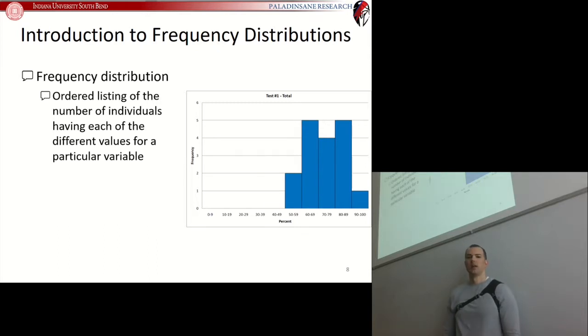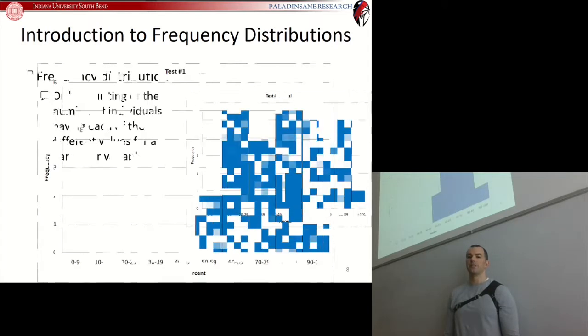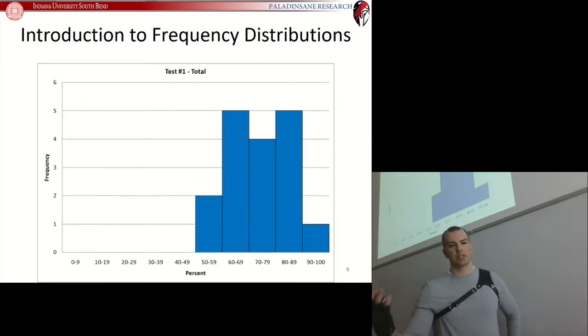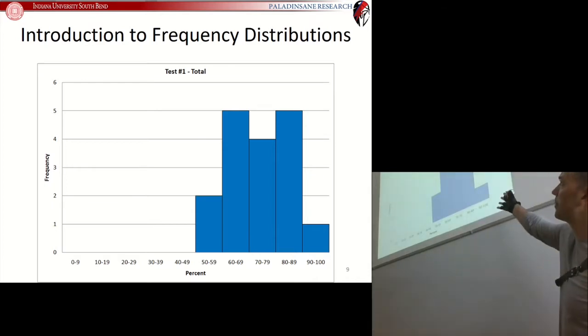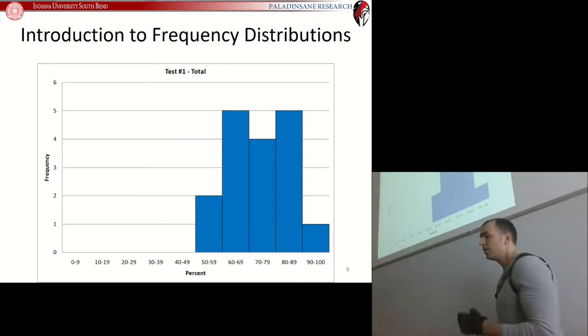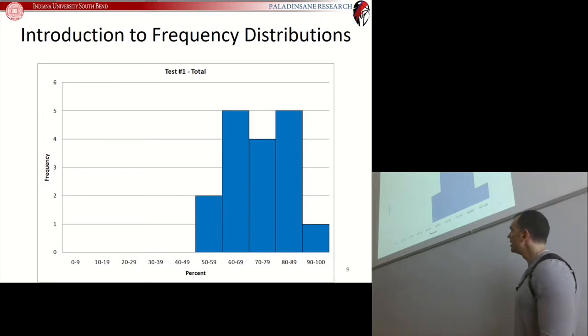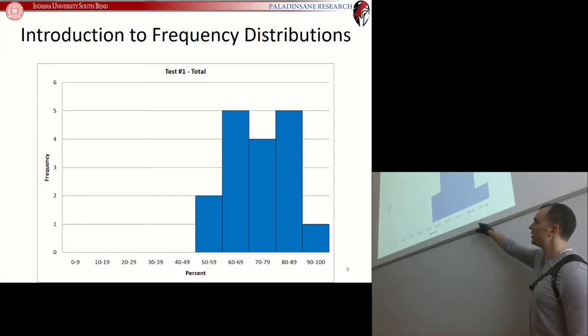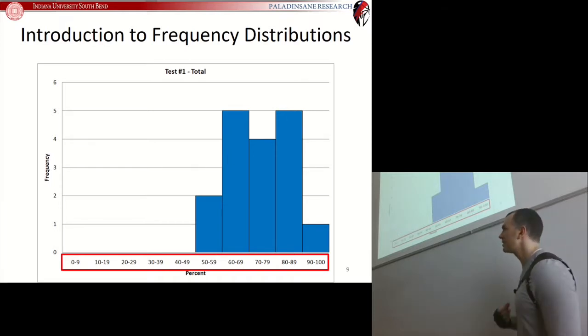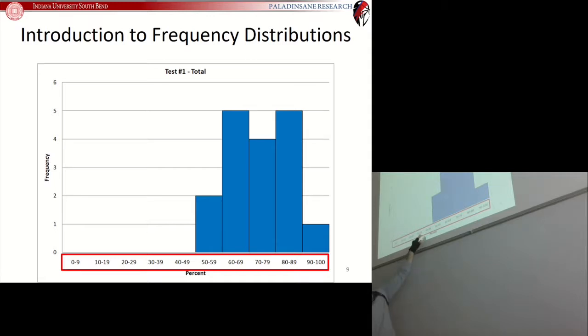So for example, as an educator, oftentimes I'll take a look at a frequency distribution of test scores. This is hypothetical data, but I might say to myself, all right, on test number 1, what are the possible scores? The possible scores in order are represented here on that x-axis. So it's possible to get 0 to 9%. It's possible to get 10 to 19%. It's possible to get 20 to 29%. Possible, all the way up to 90 to 100%. All of those are possible scores.